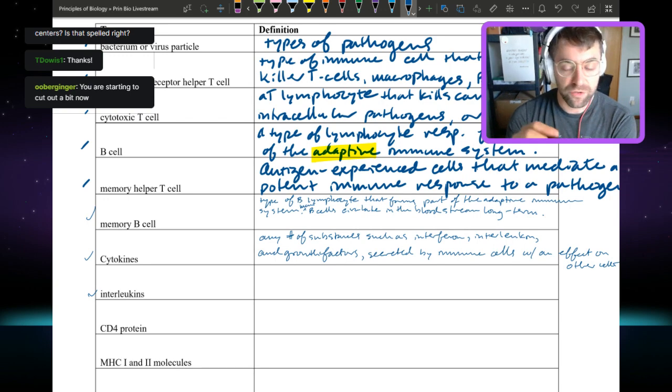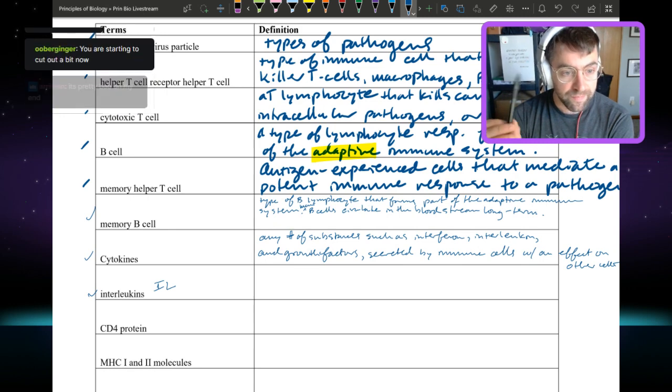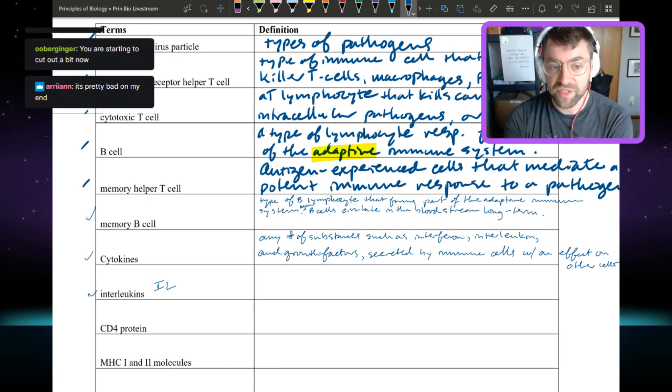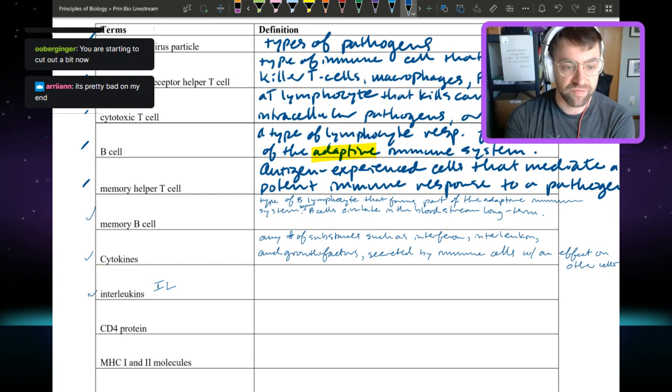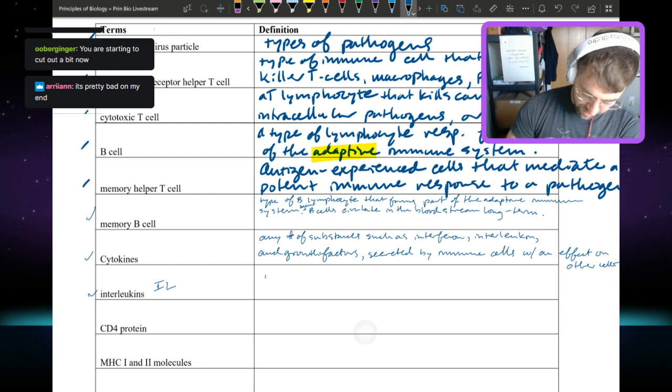Interleukins, or IL, are a type of cytokine first thought to be expressed by leukocytes alone, but have later been found to be produced by many other body parts. So, a type of cytokine.